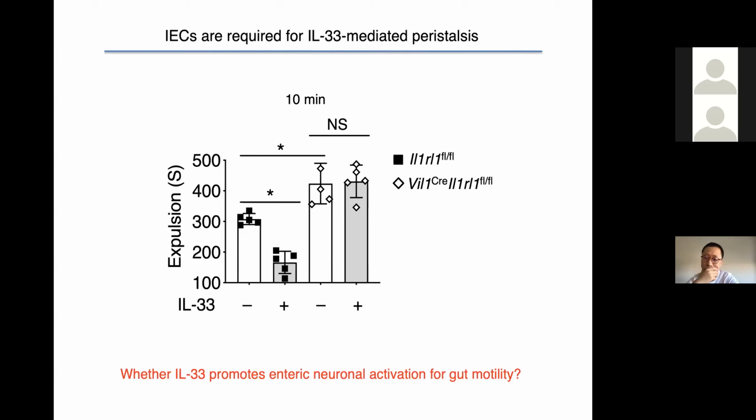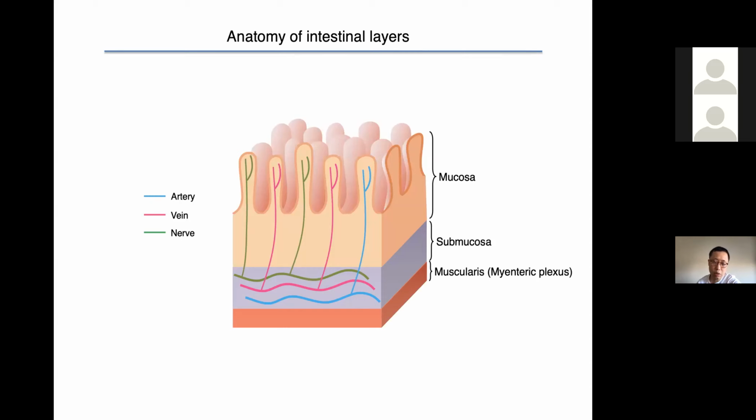Now the question is, because this is a very quick response, whether this IL-33 promoted gut motility is through interneuronal activation. In order to answer this question, we designed a new in vitro assay. This is a piece of intestinal tissue, just to give you an idea of the anatomy of the intestinal layers. You can see there are 3 different structures in the intestinal tissue.